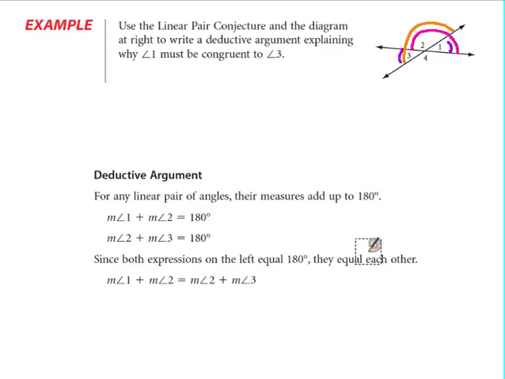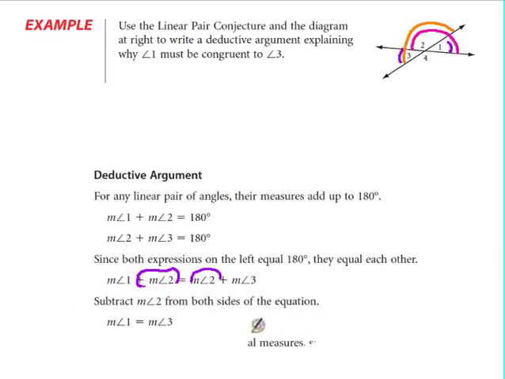What do you now notice? They both have the measure of angle 2. Don't each of them have a measure of angle 2 right here? So let's think about an algebraic equation. What can you do with that measure of angle 2? Subtract it out, and what does it leave you with? Angle 1 and angle 3, which is exactly what we wanted to show.